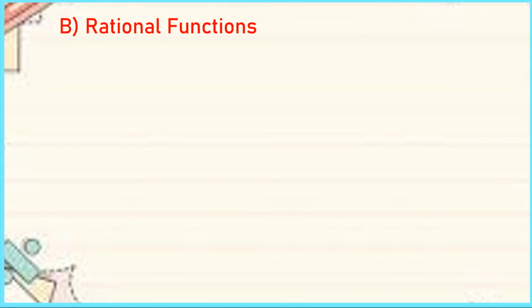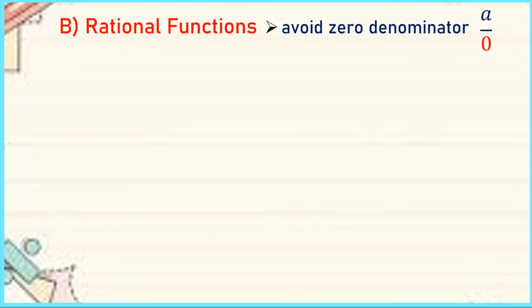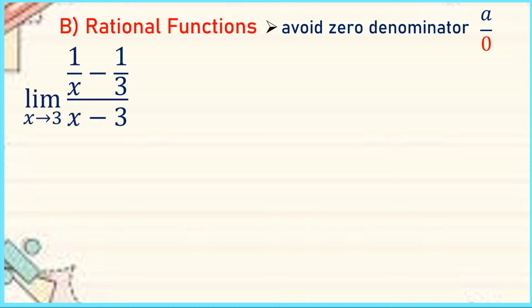Let's move on to rational functions. From here, we need to avoid undefined. If we say undefined, it is any number with a denominator of 0. In simplest terms, we are going to avoid a 0 denominator. So let us have example number 1 under rational functions. Let us read all together: limit of (1 over x minus 1/3) over (x minus 3) as x approaches 3.